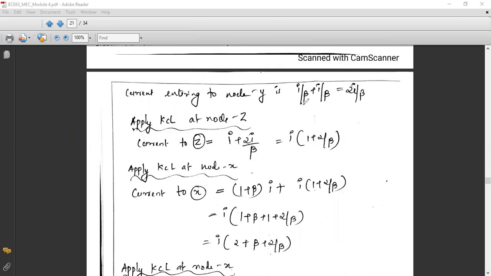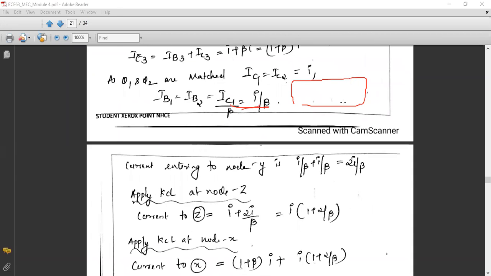Now this I have already written, right? This is nothing but the current which is entering node Y, which is equal to the sum of the two base currents that we have already written and marked in our circuit diagram, which is I by beta plus I by beta, equal to 2I by beta. Now we'll try to find the current which is entering node Z.